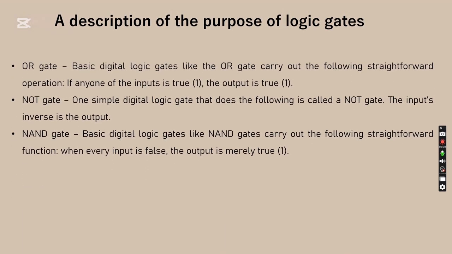OR gate. Basic digital logic gates like the OR gate carry out the following straightforward operation: if any one of the inputs is true, 1, the output is true, 1. NOT gate. One simple digital logic gate that does the following is called a NOT gate. The input's inverse is the output. NAND gate. Basic digital logic gates like NAND gates carry out the following straightforward function: when every input is true, the output is false, 0; otherwise the output is true, 1.